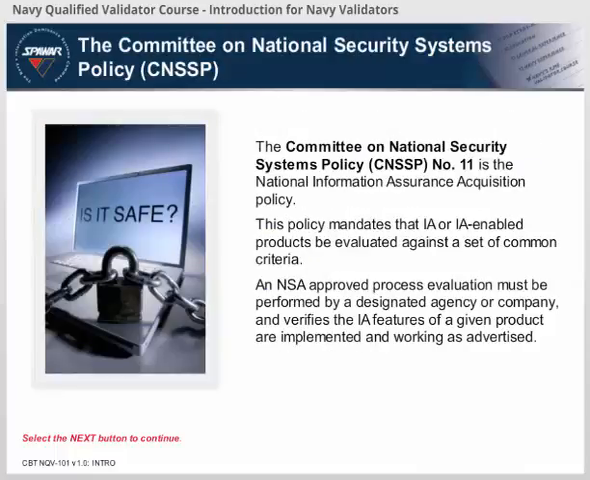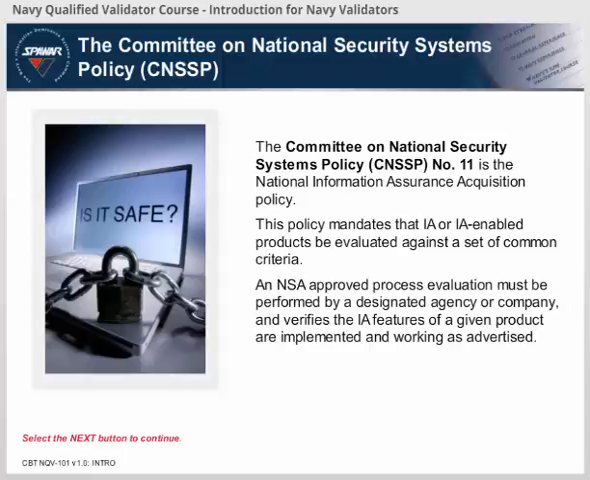A key security policy worth mentioning is the Committee on National Security Systems Policy, CNSSP, number 11. This is the National Information Assurance Acquisition Policy that will be evaluated for compliance as part of the Security Control Assessment activity under RMF. This policy mandates that IA or IA-enabled products will be evaluated using an NSA-approved process. This policy is often addressed far too late in the acquisition process and ultimately becomes a compliance issue that must be dealt with during A&A.